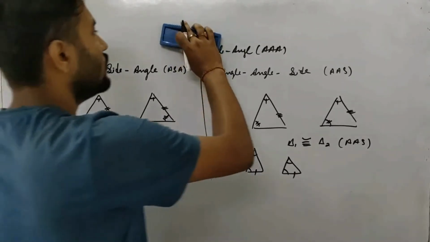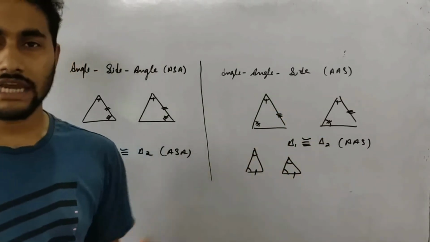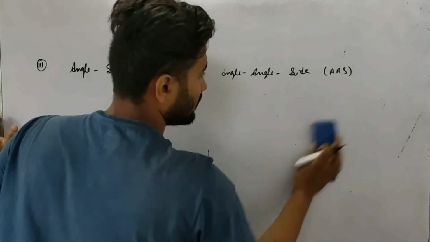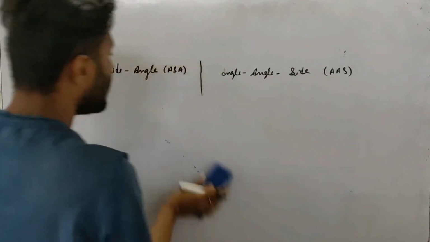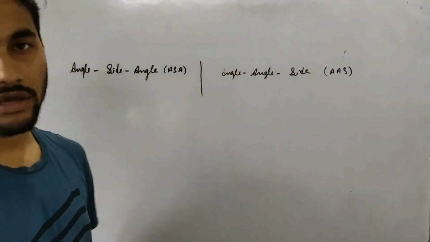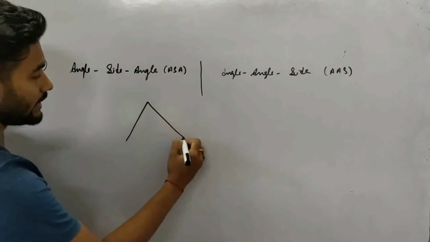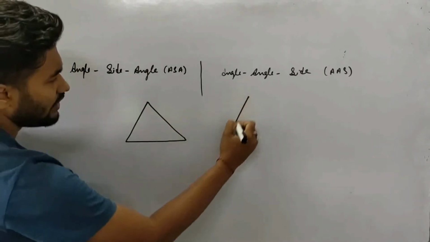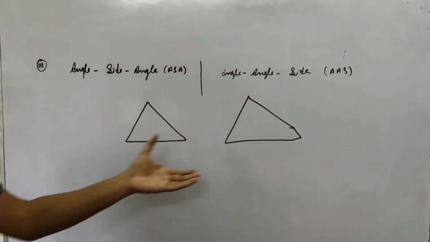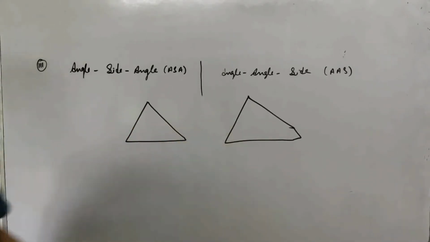Now I will show you why it is said that the side may not stay in between. Why, you see now? Because if two angles are equal, then anyhow that side will be between the two angles. How? Very simple. You see, say for example, this is one triangle and this is another triangle, okay?